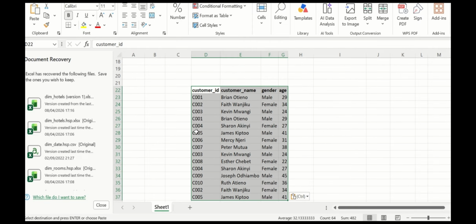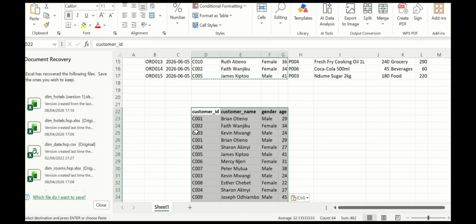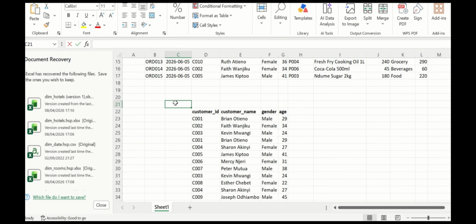Let's just put it here. So we only want the distinct customers here. So let's call this one dim customers. So let's highlight this.